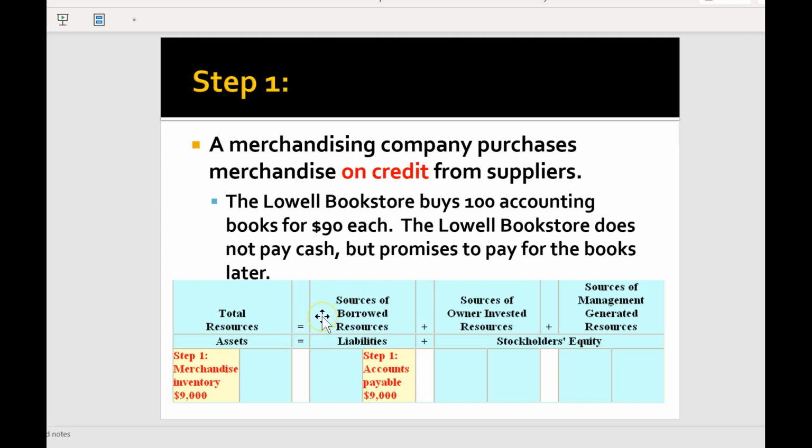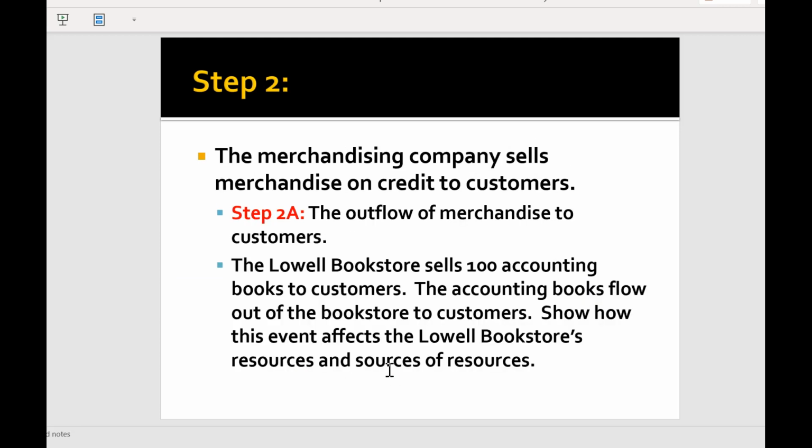In the first step, the merchandising company Lowell Bookstore buys 100 accounting books for $90 each. In that case, we, as the accountant of Lowell Bookstore, will record a debit to inventory, right? We increase inventory, we debit $9,000, and we credit accounts payable $9,000. So we increase the left-hand side of the equation. We also increase the right-hand side of our equation, the liabilities.